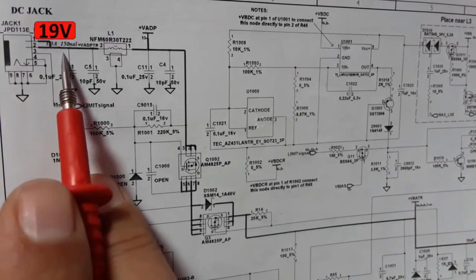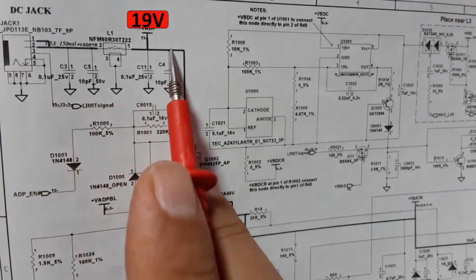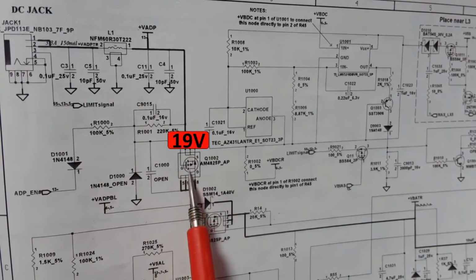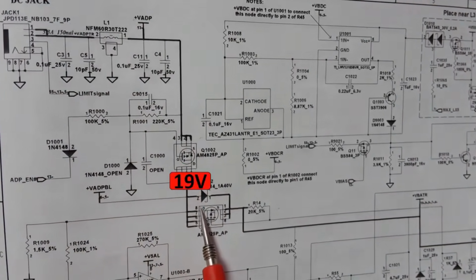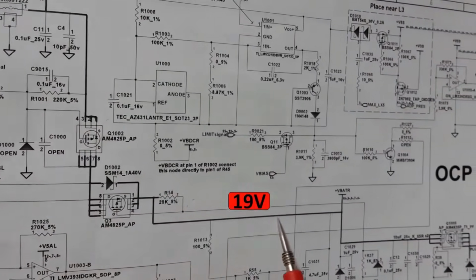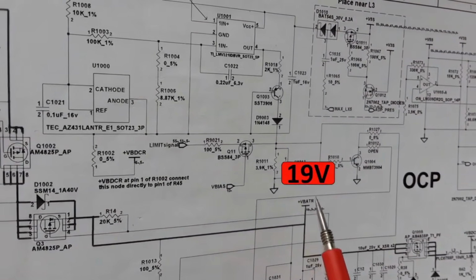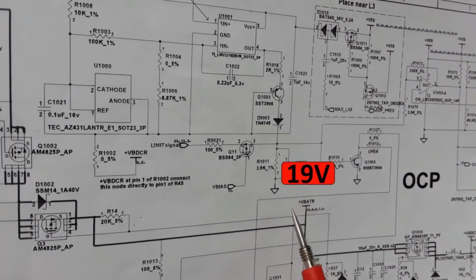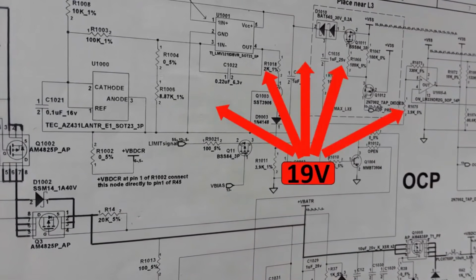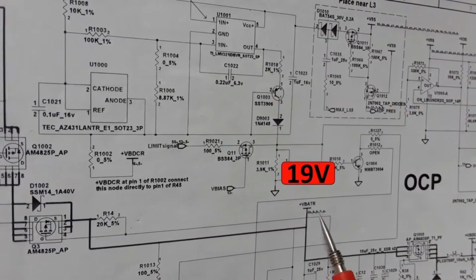Okay, the 19 volt goes directly through the ceramic capacitors and then goes to Q1002, and then goes directly until we get here plus V bar. This plus V bar will be distributed to the whole motherboard.